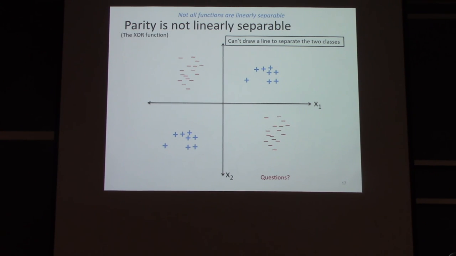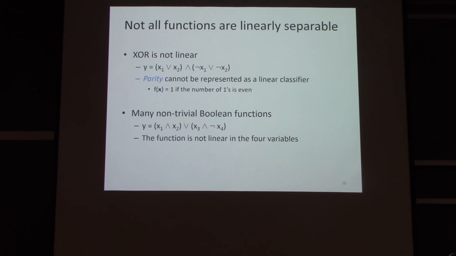The point is, you cannot represent parity functions, and in fact, it's easy to come up with many functions that are not linearly separable. It's important to remember that linear threshold units are a strict subset of the set of all Boolean functions. Here x1 and x2 are not just Booleans. This is your classic XOR function. Parity cannot be represented by linear threshold units, and many non-trivial Boolean functions cannot be represented. As an exercise, I encourage you to look at this function here. It's not linear in the four features that we have.